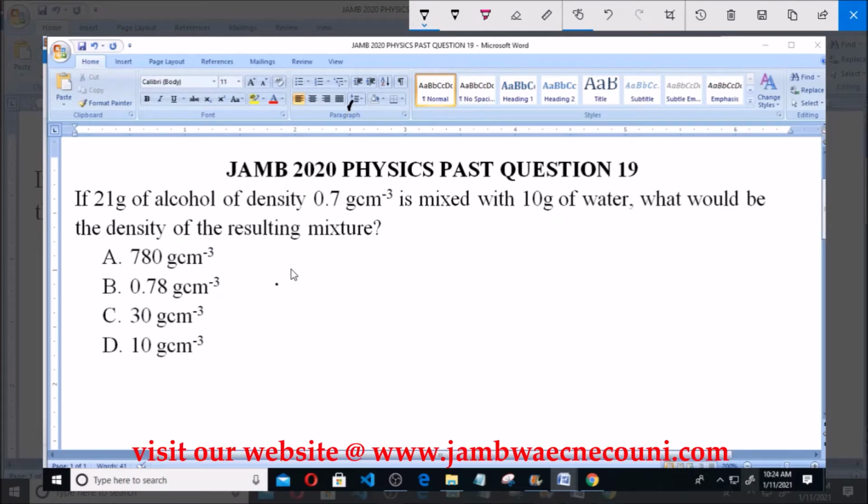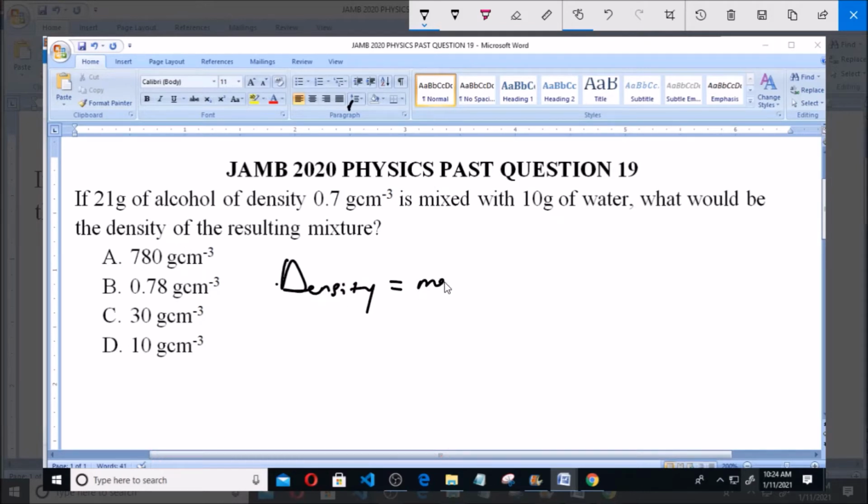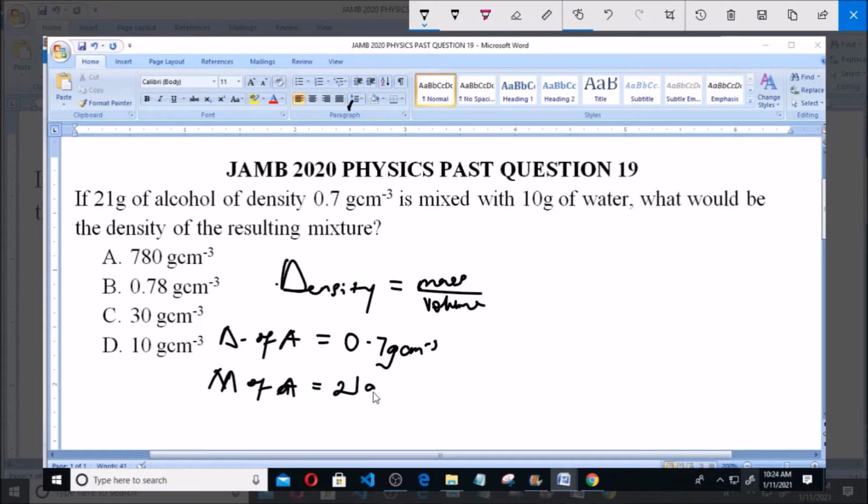Now we know that density is given as mass all over volume. Now the density of alcohol is given to us as 0.7 gram per cm cube. Then the mass of alcohol is equals to 21 gram.